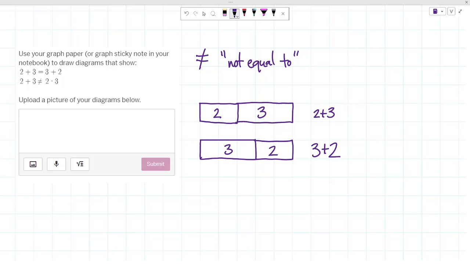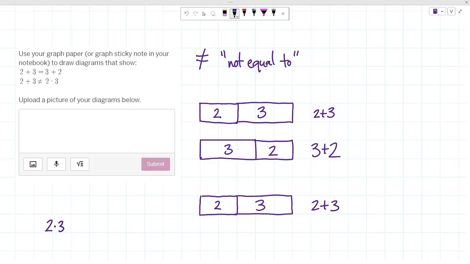Now let's look at 2 plus 3. So that maybe would be one of your sticky notes. So I have 2 plus 3. And let's look at 2 times 3.